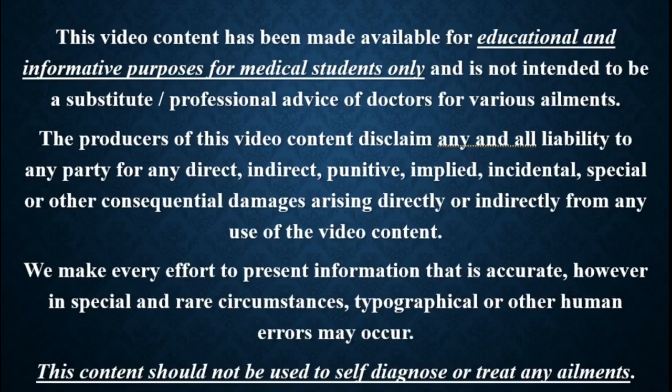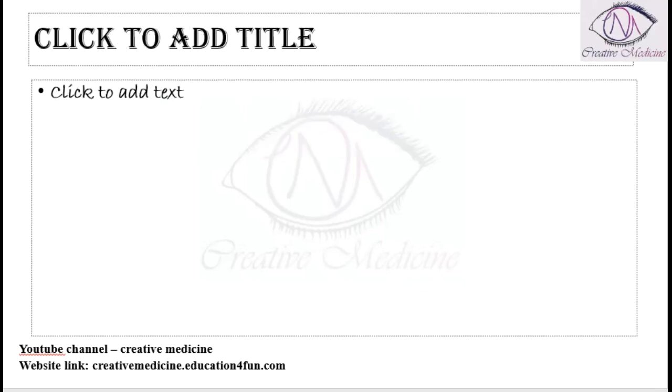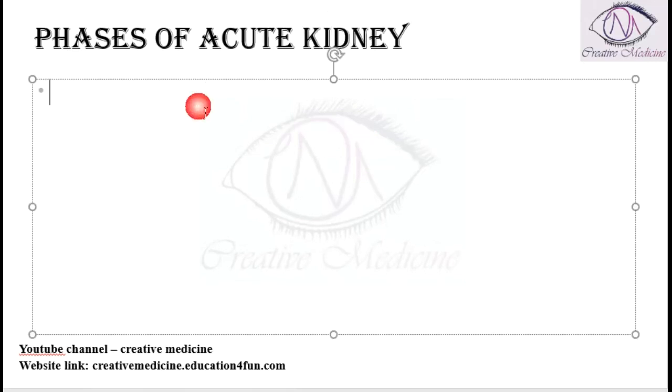In this lecture, we will learn about phases of acute kidney injury. In acute kidney injury, we have two phases. One, where oliguria is present. Second, where polyuria is seen. So first we will see the phase of oliguria.